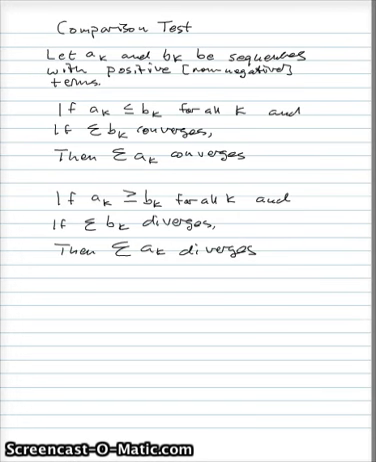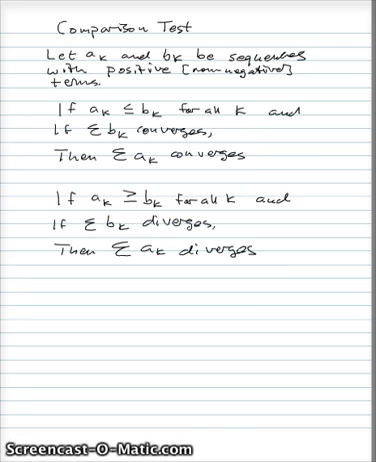This is Bob Capetta from the University of Illinois at Chicago, and this lesson is on the comparison test. So let's read the formal version of this comparison test. This says let a sub k and b sub k be sequences with positive, that is non-negative terms.